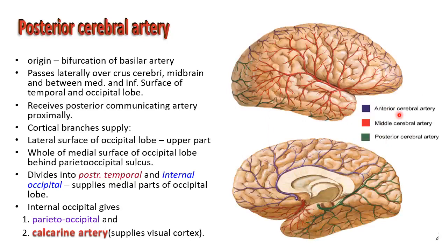So just a summary of the cortical branches here. You are able to see here that the middle cerebral artery cortical branches mainly supply your frontal, parietal, and temporal lobes, except a narrow strip over the supramedial border, which is supplied by the anterior cerebral. Then behind the parieto-occipital sulcus, the occipital lobe is supplied by the posterior cerebral.